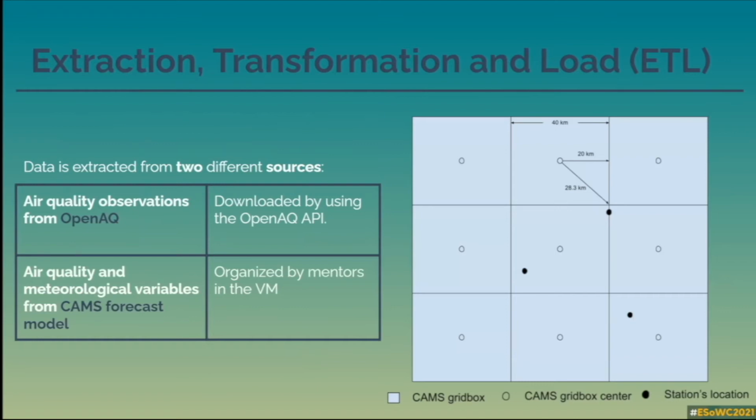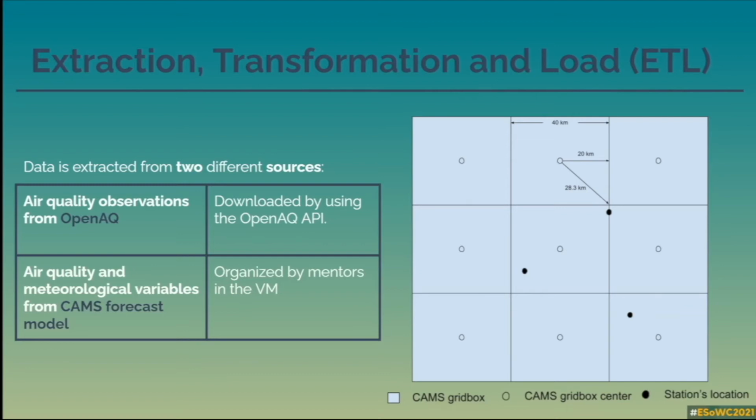OpenAQ is an open platform to obtain air quality observations on variables such as O3, NO2, PM2.5, PM10, and we used that tool. Apart from that, the air quality and meteorological variables from the CAMS forecast were organized and given by the mentors.